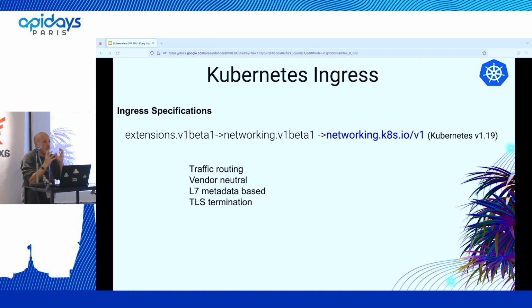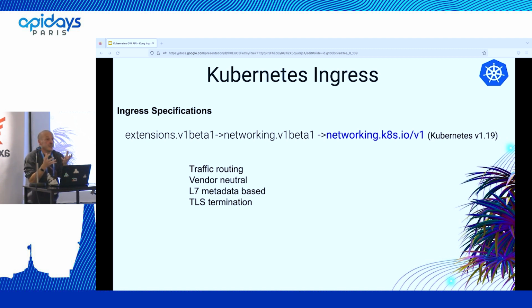So what you are allowed to do with this specification is traffic routing. It's at the layer 7 level, so it's HTTP, HTTPS, and you can do TLS termination.